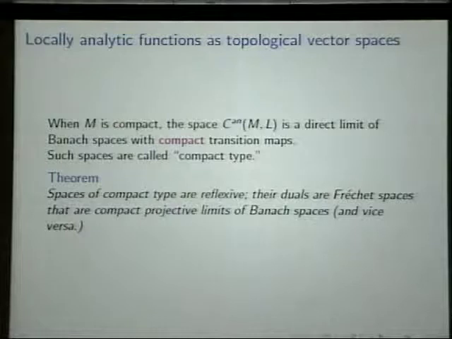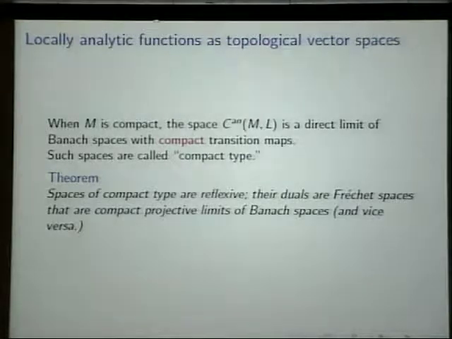Now, as I mentioned, this space of locally analytic functions on a compact locally analytic manifold is a direct limit of these Banach spaces. And once again, this property of compact transition maps comes into play. You may recall from the very first lecture, whenever that was, 3 weeks ago or yesterday or something, this played a role in the Fréchet spaces, which were the functions on the upper half plane. And that was a projective limit. Now we have a direct limit with compact transition maps.